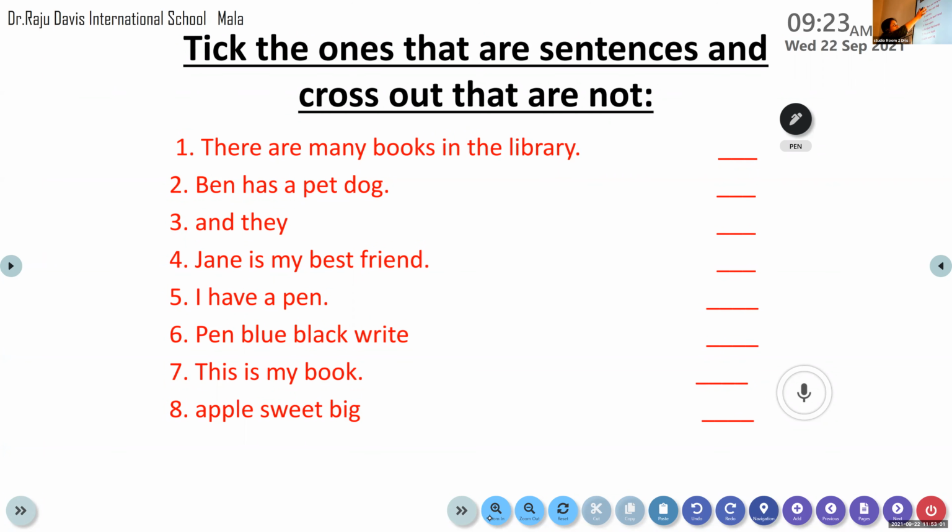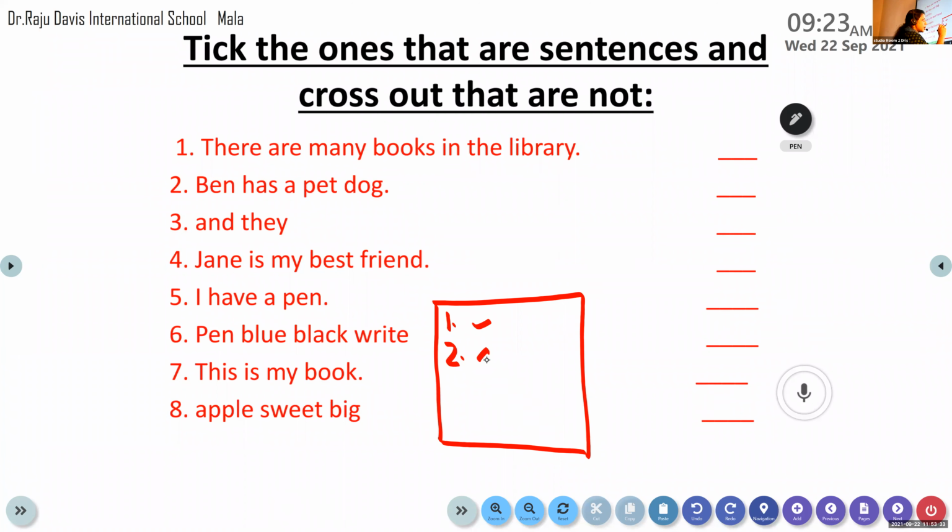Now listen. So here is a question for you for the examination. But while writing your answers, my dear children, please don't write the full sentence. Imagine this is your answer script. You write question number 1, write only the answer. Here the question says, tick the ones that are sentences and cross out the ones that are not. So if it is a sentence, put 1 and put a tick mark. 2, if it is a sentence, put a tick mark, otherwise cross it out. That is what the question says. That is what you're supposed to do in the answer sheet too.